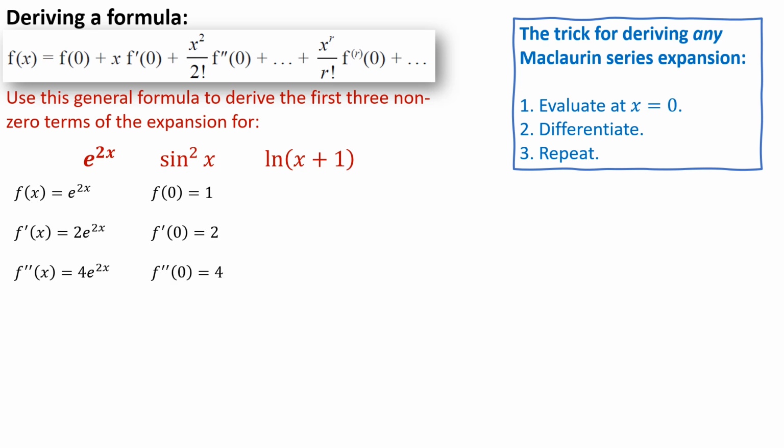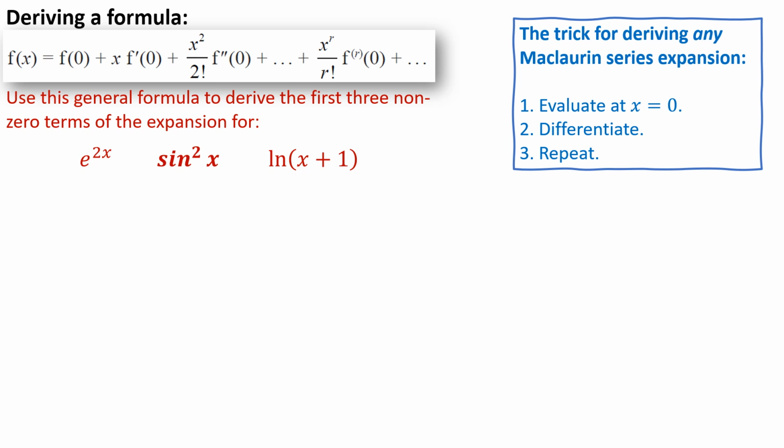You can sub in 0 to each of those, and you'll generate, pleasingly, all non-zero numbers, so we only need to go up to the second derivative here. The zeroth, first, and second derivatives is sufficient. Plug them into the formula, 1, 2, and 4, in place of f of 0, f dashed of 0, f double dashed of 0, and this is the beginning of our expansion. And that's it.